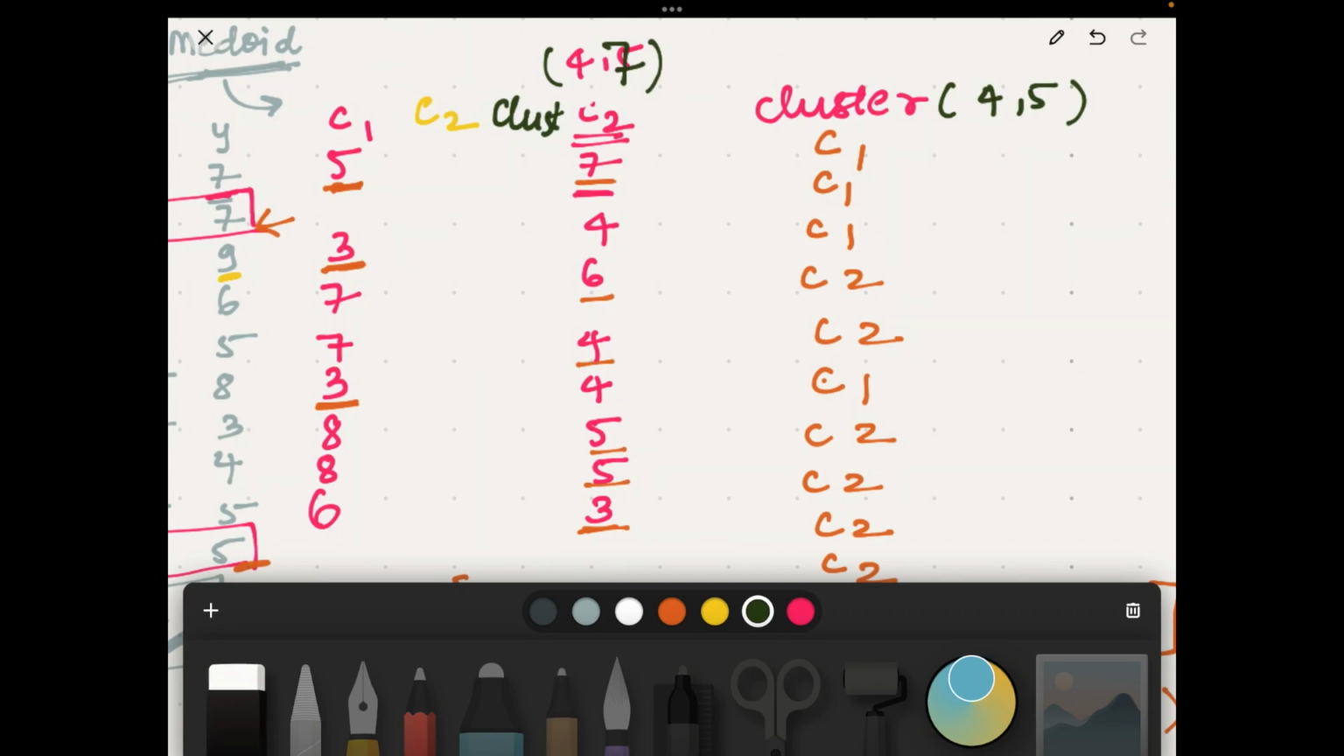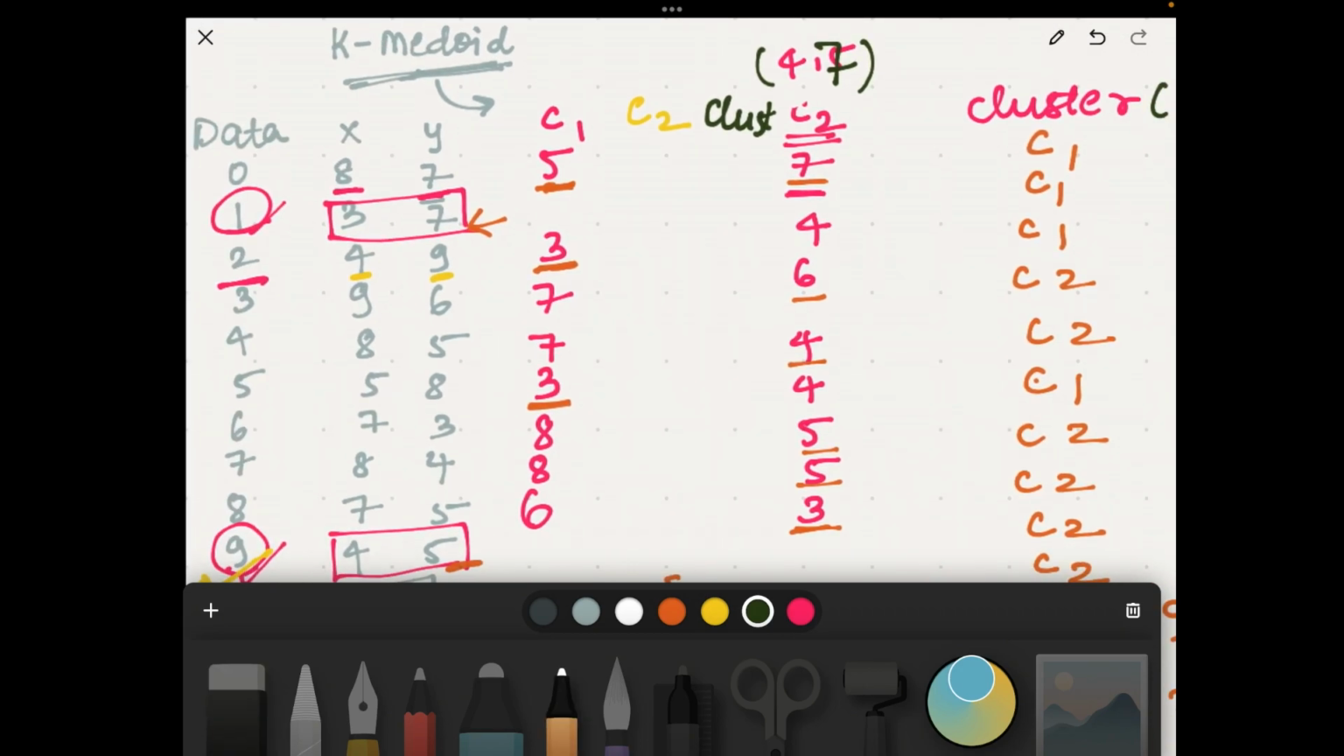Let's quickly find the values for when the cluster value is 4,9. Oh, it is 4,9, not 4,7. My mistake. So this one is again not there, and for 4,9 we won't be having it, and we'll have to find this value. So this is 3,7. So 3 minus 4, that is going to give you a 1. 1 plus 2, that is going to give you a 3. So now we'll quickly write down these values.